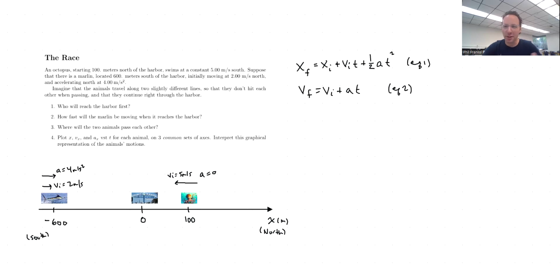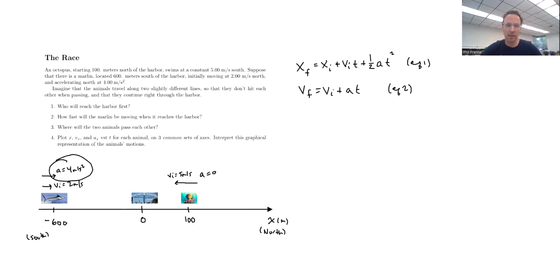The reason that this question is somewhat compelling is because, look, we have the octopus just 100 meters from the harbor and swimming toward the harbor at 5 meters per second. On the other hand, the Marlin is a much larger 600 meters away, and the Marlin is initially only swimming at 2 meters per second toward the harbor. But the Marlin is going to be accelerating at 4 meters per second squared.